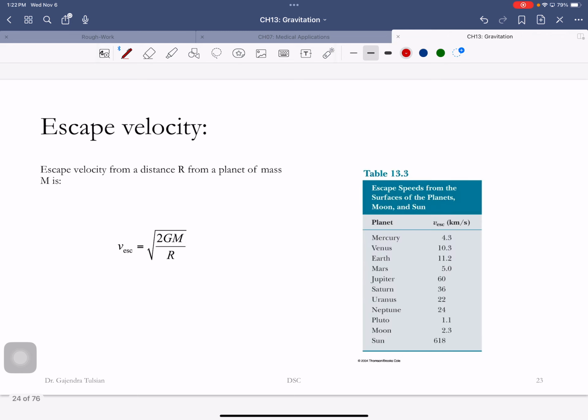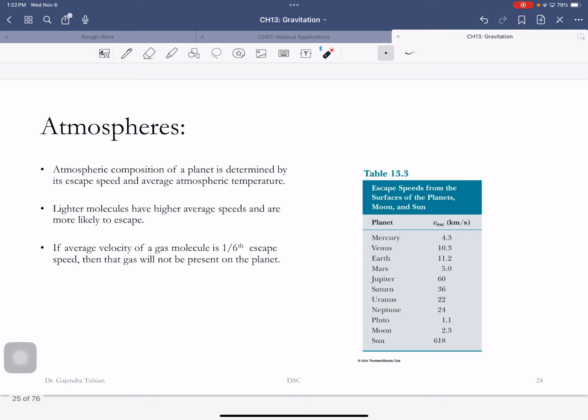All right, so here's the escape velocity from the surfaces of various objects: from the Earth, from Venus, and so on, and from Jupiter, from the moon, and so on. I'm not going to go over this.